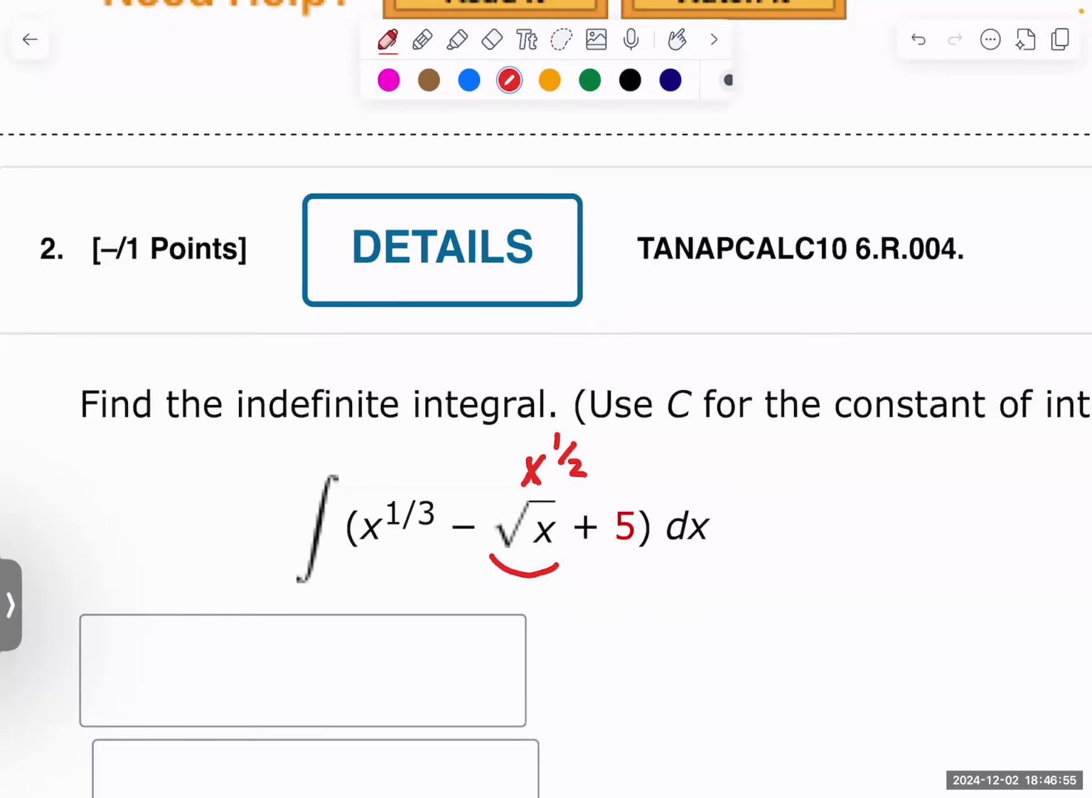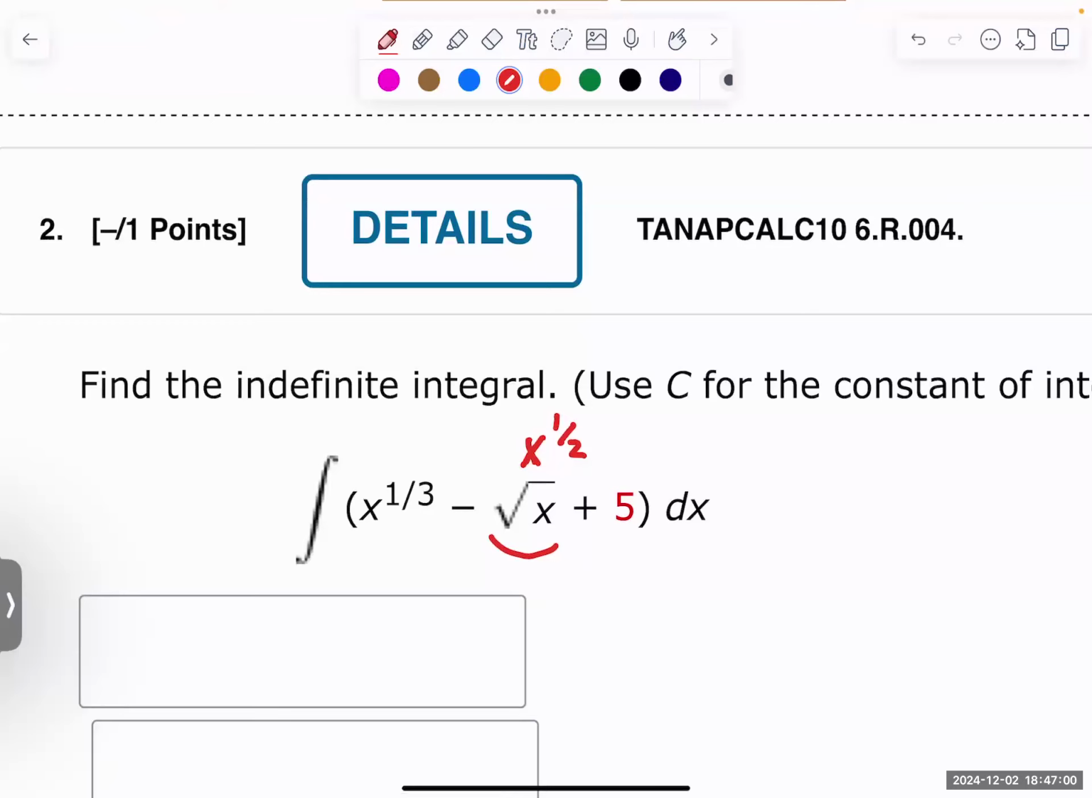Okay. The first one, x to power 1/3. You're adding 1 to the power. That's x to power 1/3 plus 1 is 4/3. And then 1 over 4/3, which is 3/4. So we add 1 to the power and we say 1 over that. But when it's a fraction, it's like a flip of the fraction.